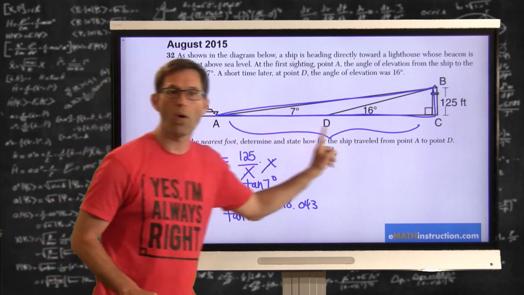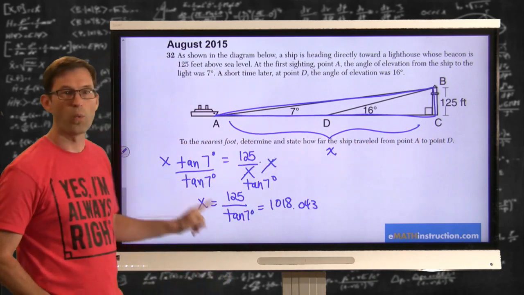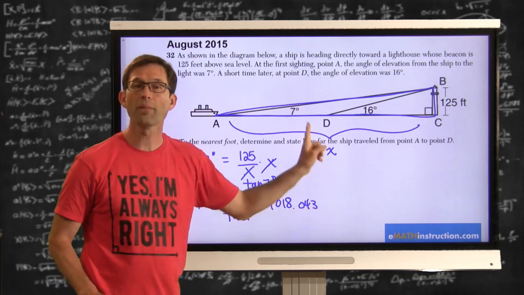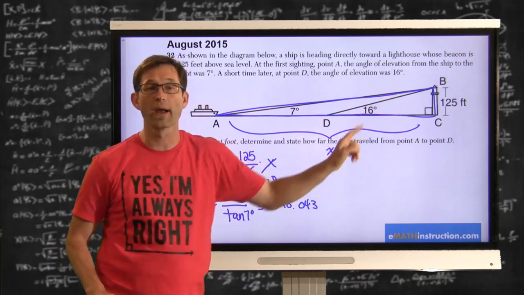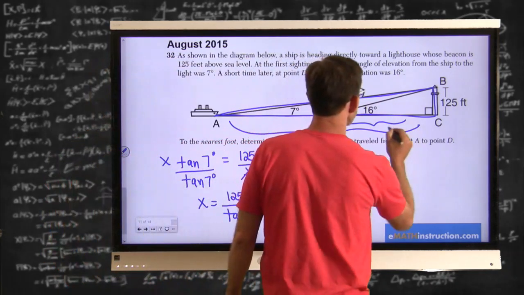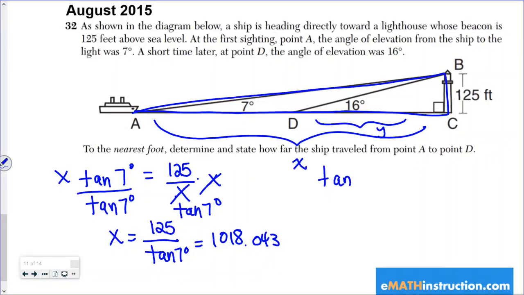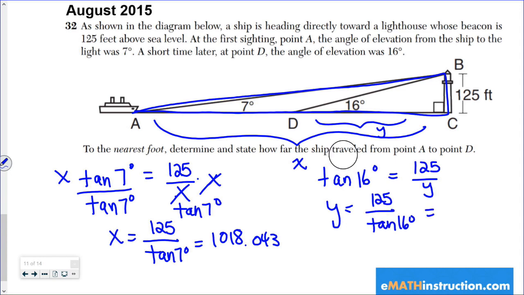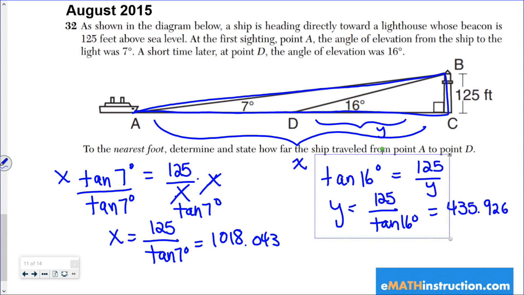What does that tell me? That tells me that all the way from here to here is 1018.043. I'm now going to do exactly the same with this smaller right triangle. Don't use x. It's the same problem, so use a different variable. I'm going to call this y. Same trig ratio: the tangent of 16 degrees is 125 divided by y. Y will end up being 125 divided by the tangent of 16 degrees, which when I evaluate that on my calculator gives me 435.9268, etc. Sorry about that, moving a little bit on us.